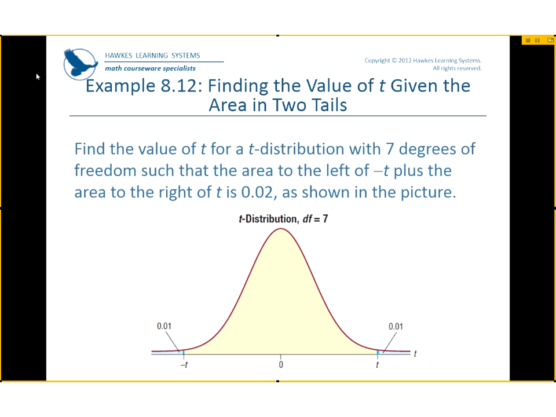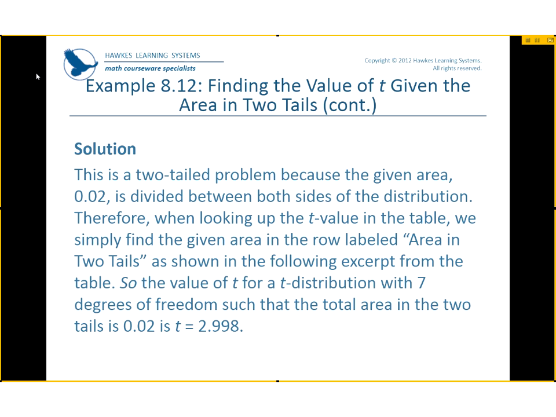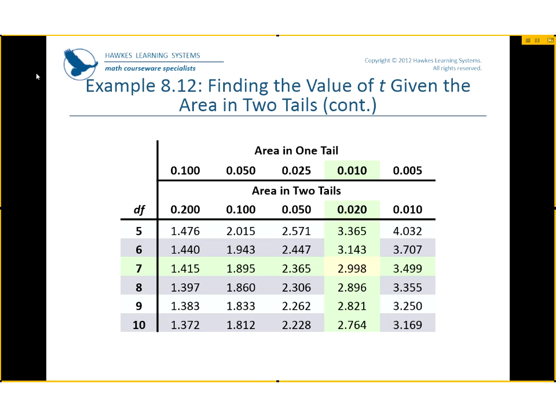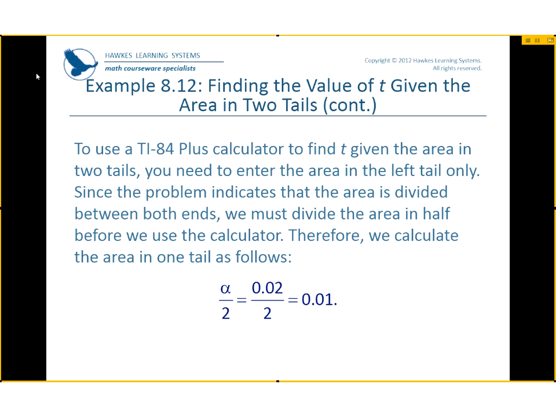Okay, so we know we have 2 tails. And we know the total area is 0.02. So to get the individual areas, we have to divide by 2. So we're going to do that and look it up in the table. So area under 2 tails is 0.02. And our table does that, which is great. And our degrees of freedom is 7. So it's 2.998.